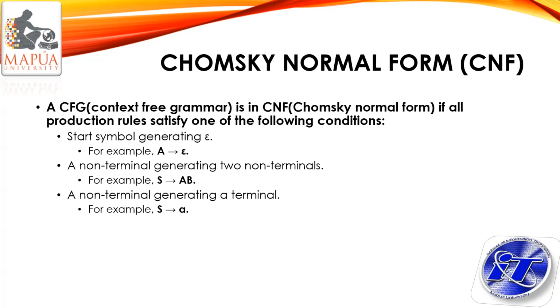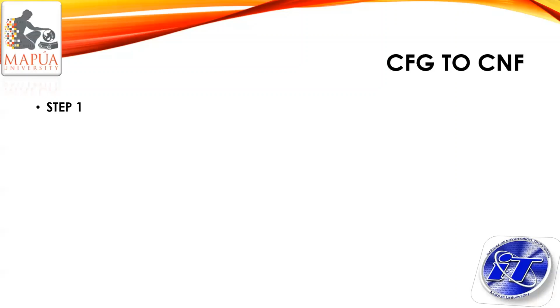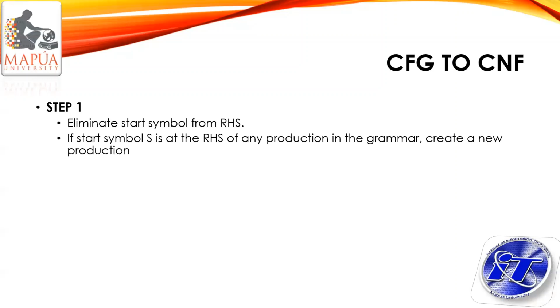In case there are some violations, we need to convert the CFG to CNF, and we need to follow some rules, some steps, in converting CFG to CNF. We have four steps. Let's start with step 1. In step 1, we're going to eliminate the start symbol from the RHS. If there is a start symbol on the right-hand side of our rule, it should be removed by creating a new start symbol.